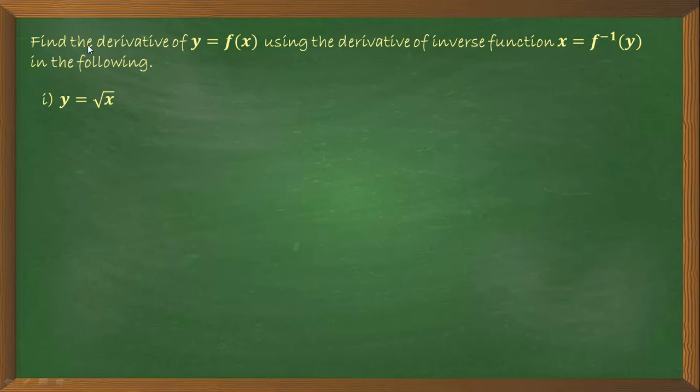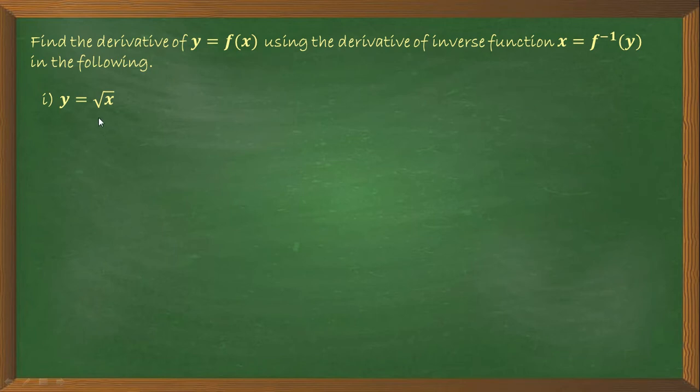Find the derivative of y is equal to f of x. If you are given y is equal to root x, then what will be the answer? We get dy by dx is equal to 1 upon 2 root x. We know the derivative of root x is 1 upon 2 root x.